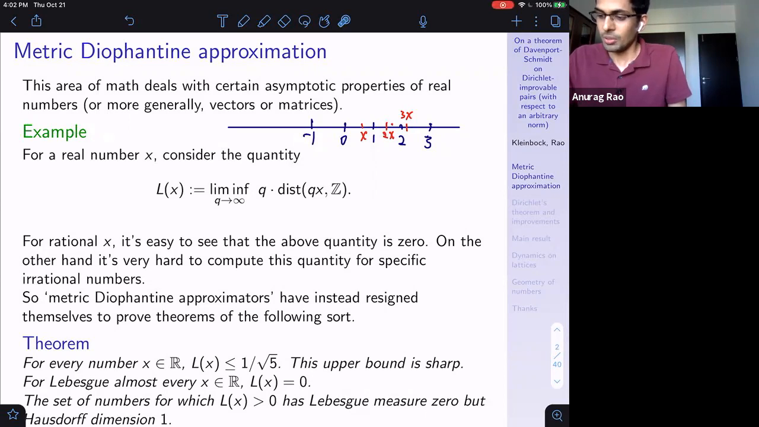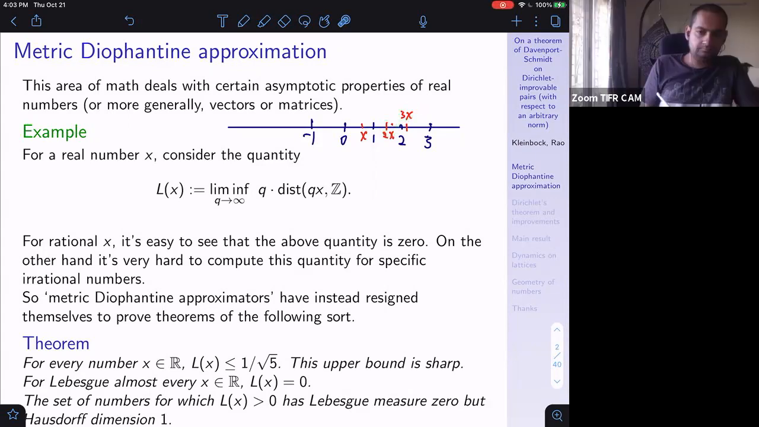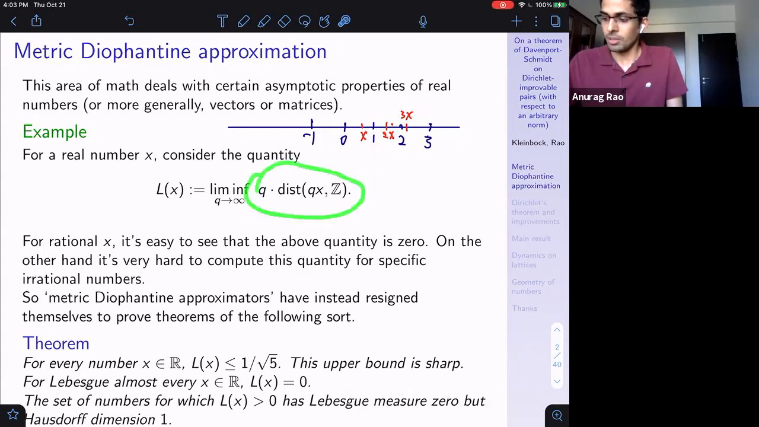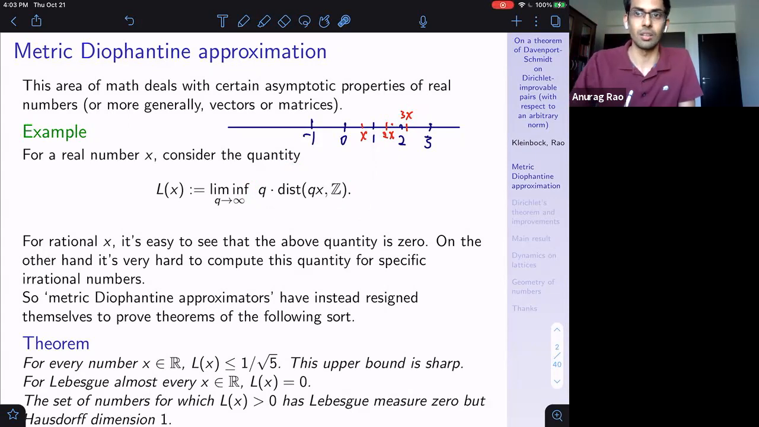So for example, you can take a real number x and consider this quantity. You're looking at the limit as q goes to infinity over the natural numbers of q times the distance of qx from Z. So you've got x, some real number here. You're looking at its integer multiples, and then you're seeing how close 3x or 2x is to the integers. And then you're seeing what this quantity becomes in the limit. So what's the smallest subsequence of natural numbers that you can have, such that the limit is smallest.